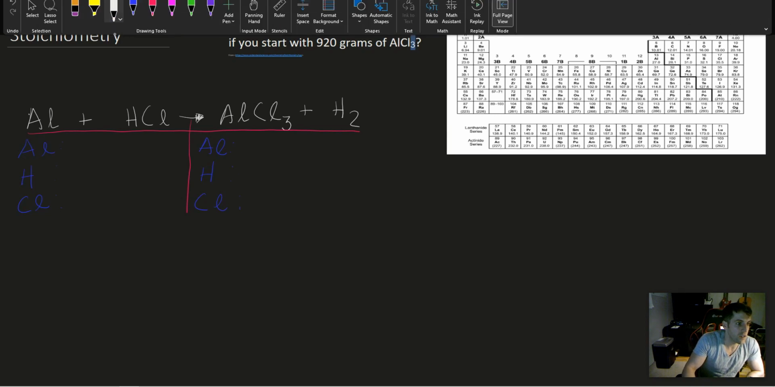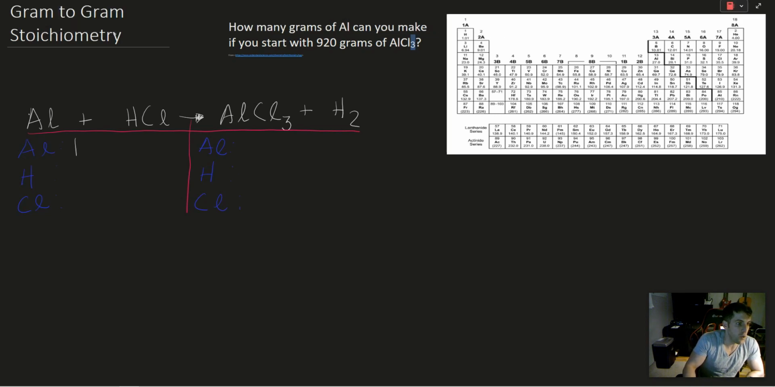So of the aluminums, it looks like we have 1 aluminum, 1 hydrogen, 1 chlorine. On this side, we have 1 aluminum, 2 hydrogens, and 3 chlorines. So the first thing we see here is this is not a balanced equation. Due to the conservation of matter, this does not make any sense. So we need to get this hydrogen to 2, we need to get this chlorine to 3, or they might be somewhere else. They might be a larger number. We'll have to check this out.